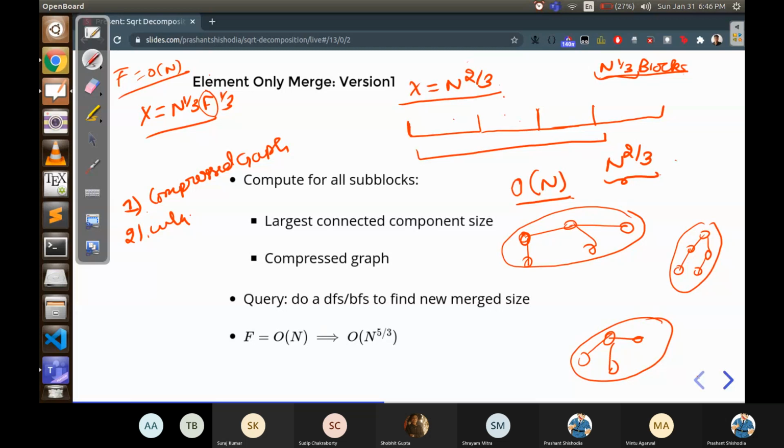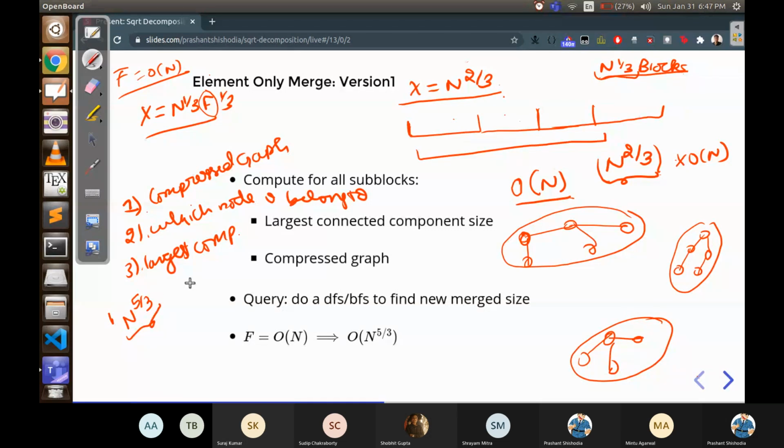Second, which node we belong to, and the third is largest connected component. Okay, so how much time will it take? For each block, it takes n raised to 5 by 3 time, right? Yes. It's close to n square, but I have used it in a problem and it passed. So it takes n raised to 5 by 3 times.